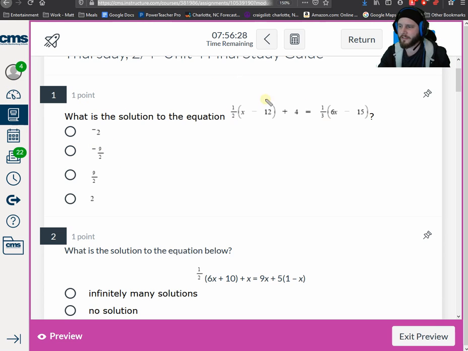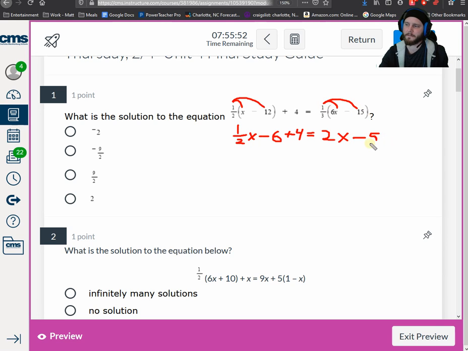What is the solution to this equation? So for this one, we have to do distributive property twice before we even begin. On the left side, we've got 1/2 times x and 1/2 times negative 12. So half of x, that's just going to be 1/2 x. Half times 12, well, that's going to be 6. We still have the plus 4 hanging off to the side. Equals 1/3 times 6x. Well, 1/3 of 6 is going to be 2, so that's 2x now. 1/3 of 15, that is now going to be 5.